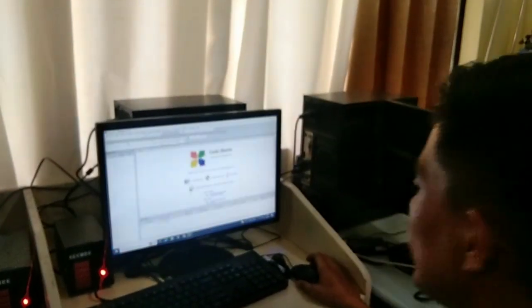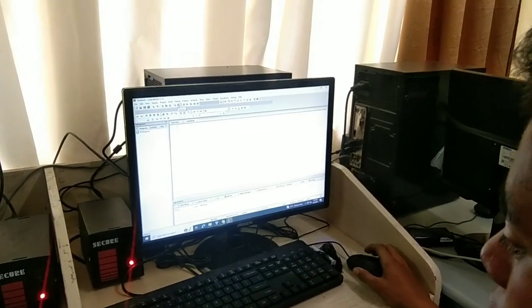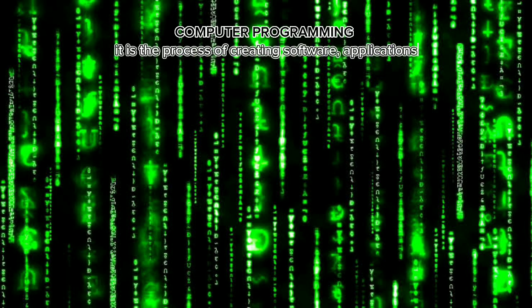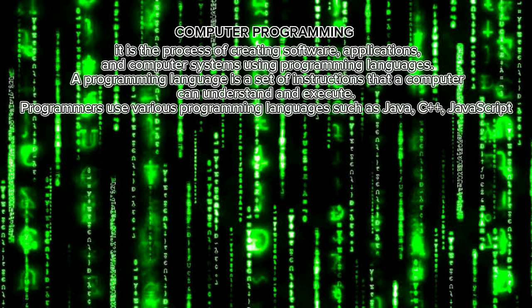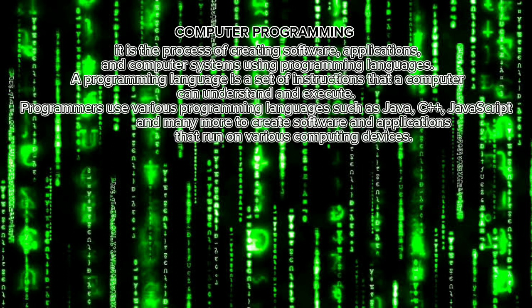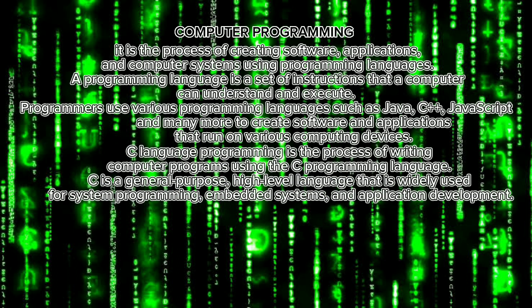What is programming in C language? Computer programming is the process of creating software, applications, and computer systems using programming languages. A programming language is a set of instructions that a computer can understand and execute. Programmers use various programming languages such as Python, Java, C, C Sharp, C++, JavaScript, and many more to create software and applications that run on various computing devices.